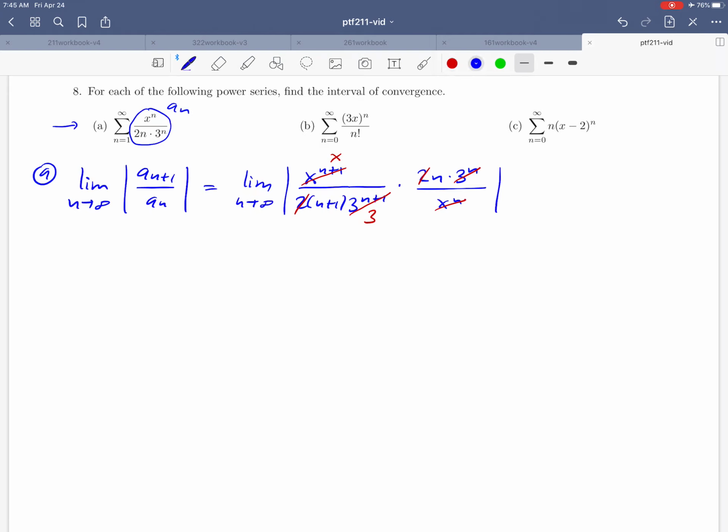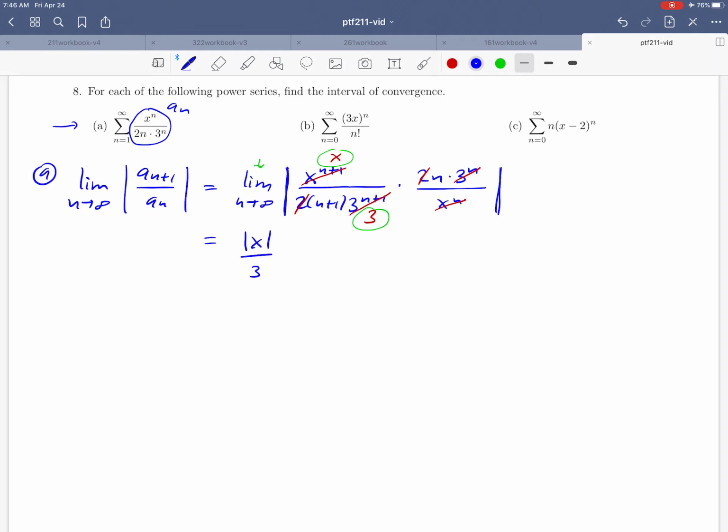Okay, so let's rewrite what's left over here. What do we have? Well, notice that there's an x and a 3. Those two things don't involve n's at all. And since this limit that we have out front just involves n's, we're free to take the x and the 3 and move them outside. We have to remember, though, that there's an absolute value around all of this. So when we move the x outside, it's going to have an absolute value around it.